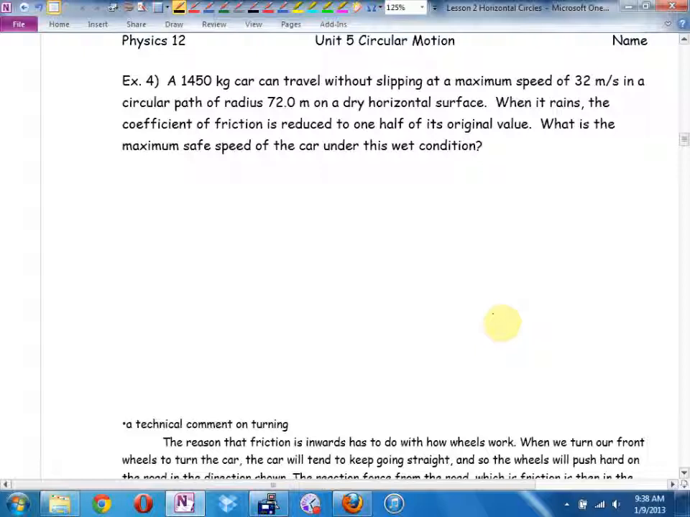Okay. A 1,450 kilogram car can travel without slipping at a maximum speed of 32 meters per second in a circular path, moving in a circle, of radius 72 meters on a dry horizontal surface. When it rains, the coefficient of friction is reduced to 1/2 of its original value. What's the maximum safe speed under this wet condition? So if I read this, we have two situations. We have dry. We have when it's wet.